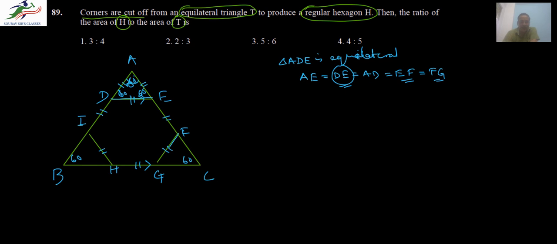And again in triangle CGF, we know that FG is parallel to AB, so angle F is 60 and angle G is also 60. So triangle CFG is also equilateral. Therefore FG is equal to FC is equal to GC.